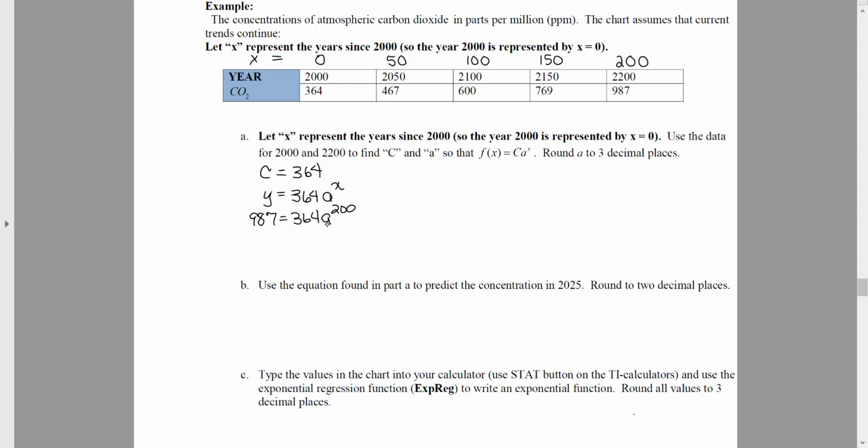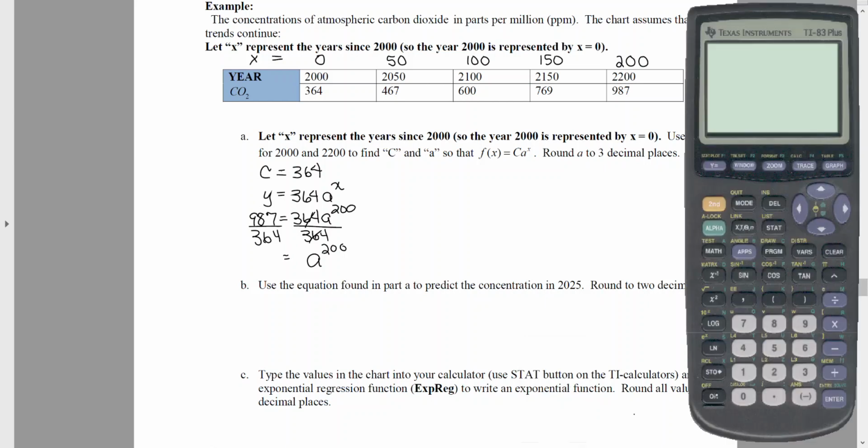My goal now is to solve for a. So I need to get the a term by itself, and to do that I need to remove the 364. It's hooked by multiplication, so to undo multiplication, we divide. So divide both sides by 364. So I get a to the 200th power equals, and then take 987 divided by 364. I'm going to do that on my calculator here.